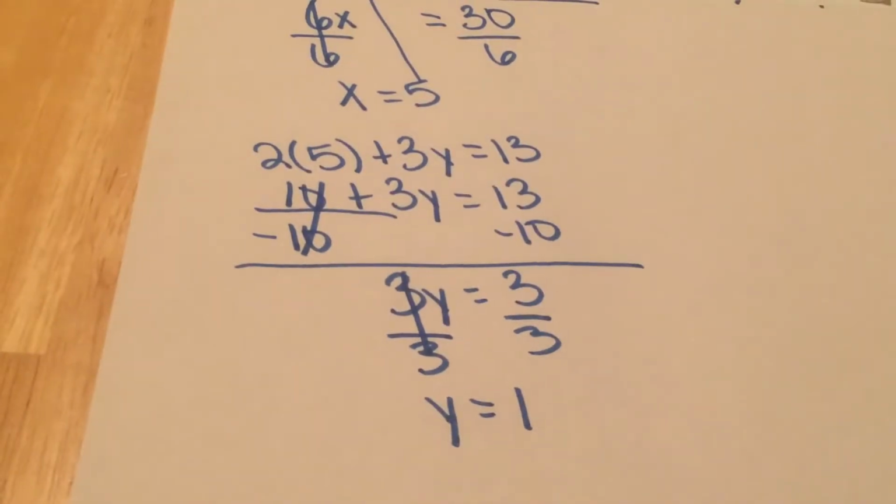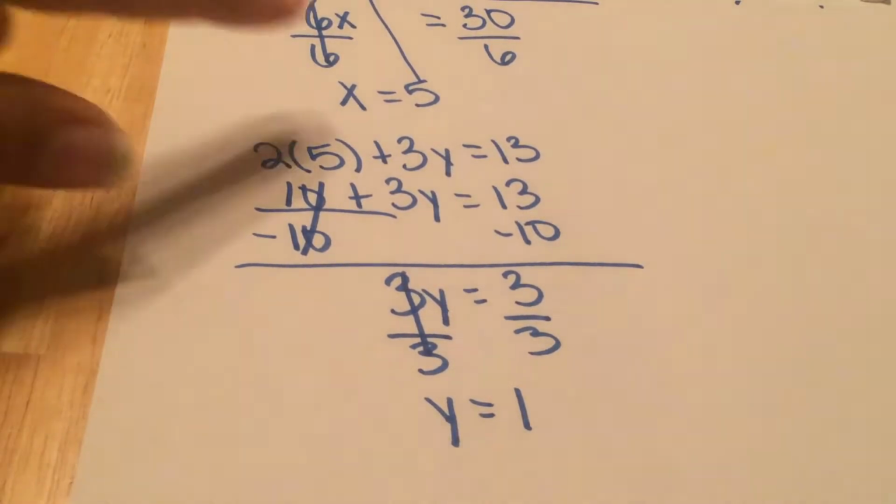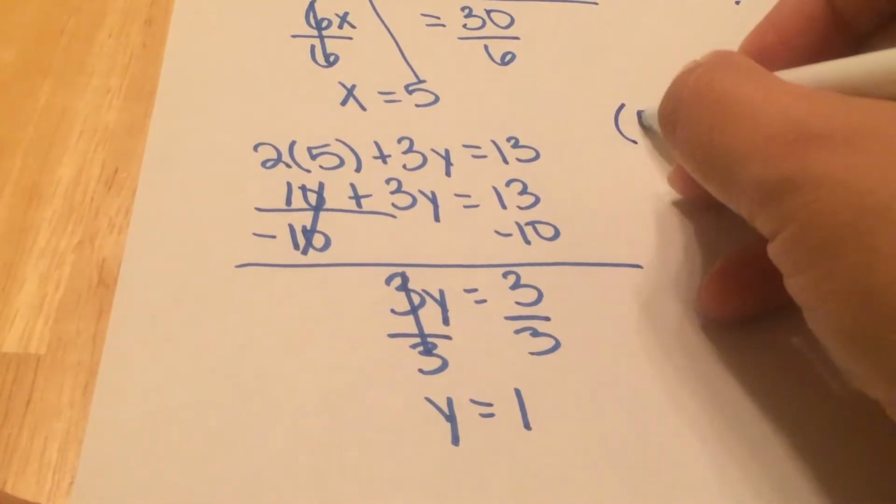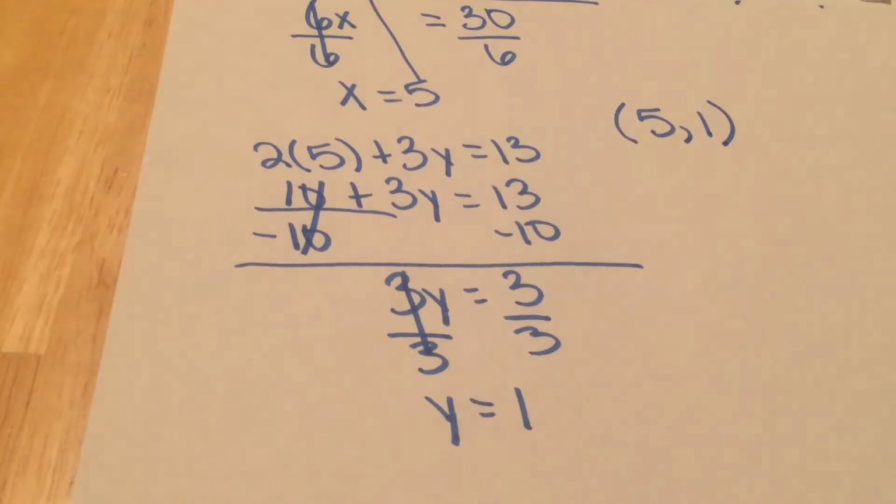But again, that crazy definition, it's rearing its ugly head. We have to have an ordered pair. So what's going to be my ordered pair once I find my two variables? It's going to be (5, 1).